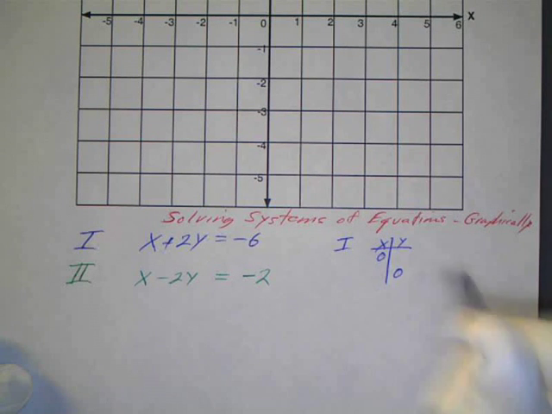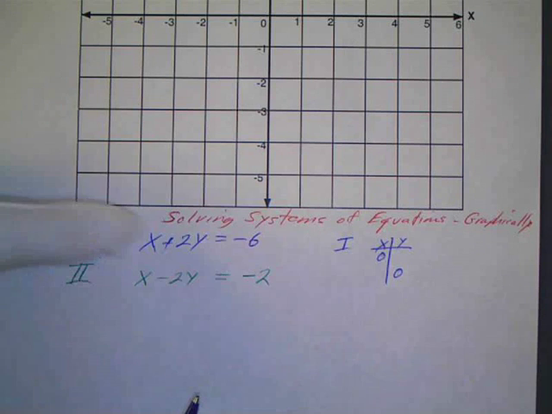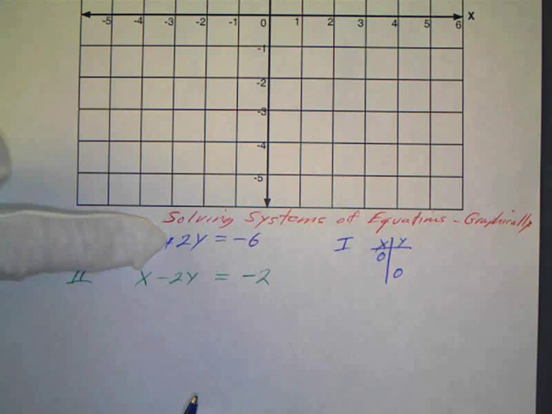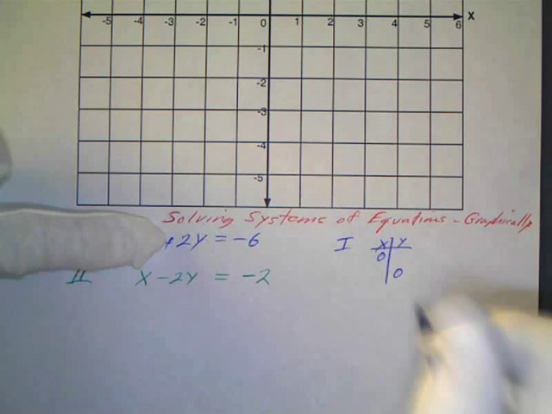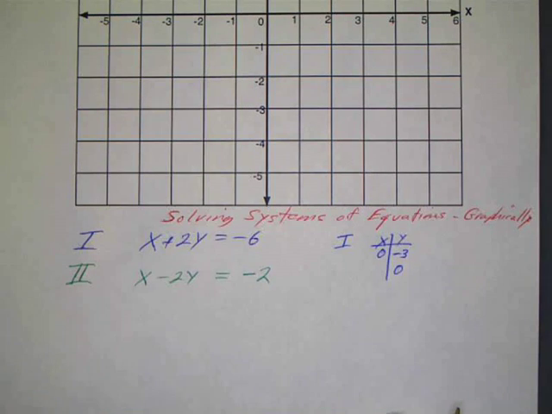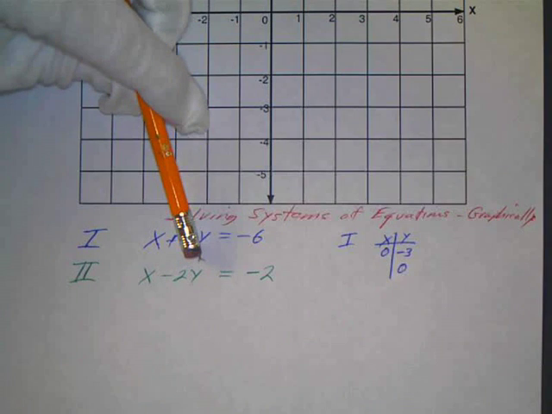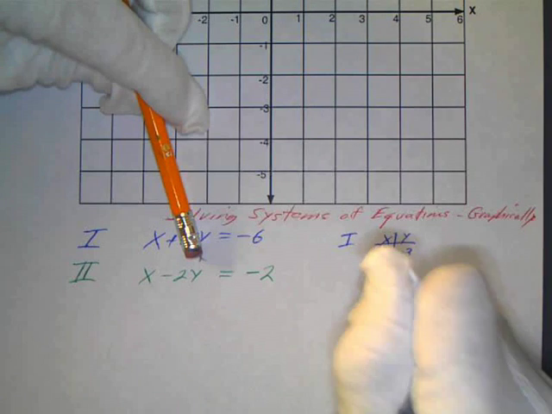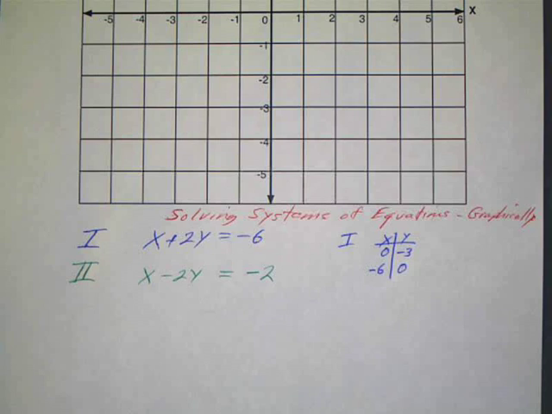So first of all, let's take equation number 1, and we'll make a little t-chart and check our zeros. When x is 0, we have just 2y equals negative 6, so y equals, divide negative 6 by 2, you get negative 3. And then when y is 0, you have x equals negative 6, so there's your points.